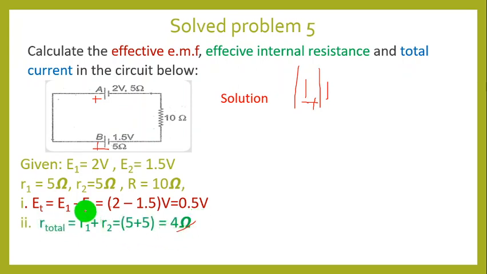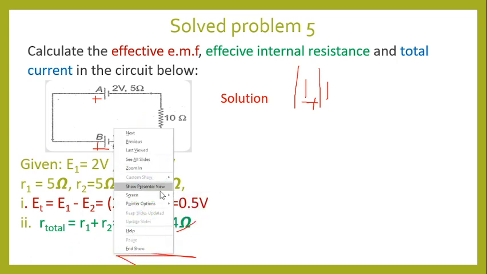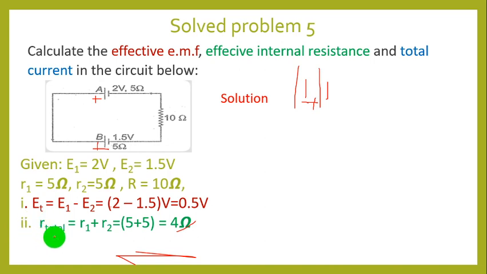Then the next one is to get the value of R total. To get the value of R total in this case, all you just have to look into is what? Because they are in series. If you look at this one, they are in series. So your R total is going to be R1 plus R2. That will give me 4 ohms. And that is the second thing we are required to get, that is the effective resistance.